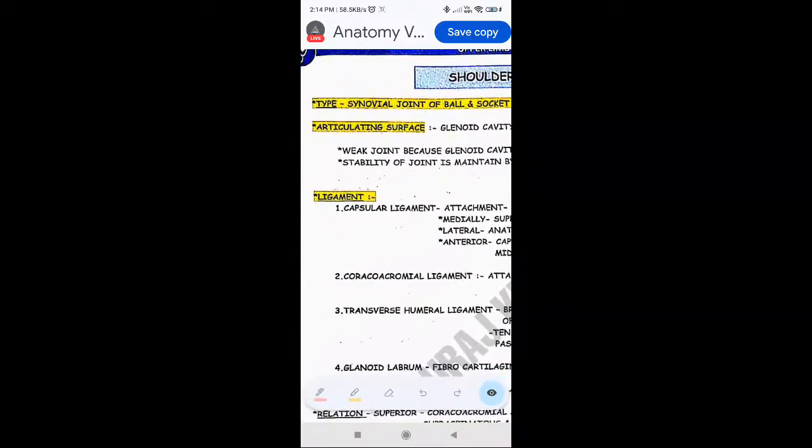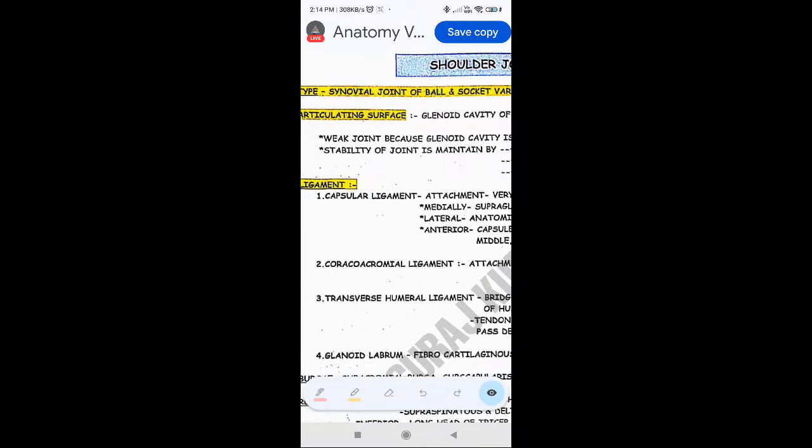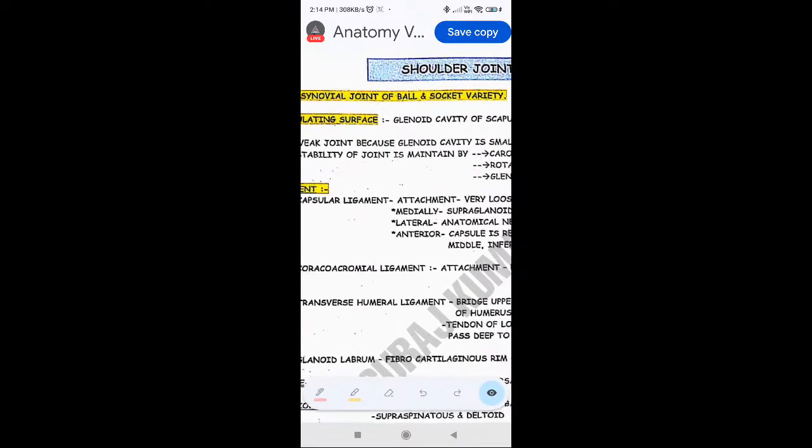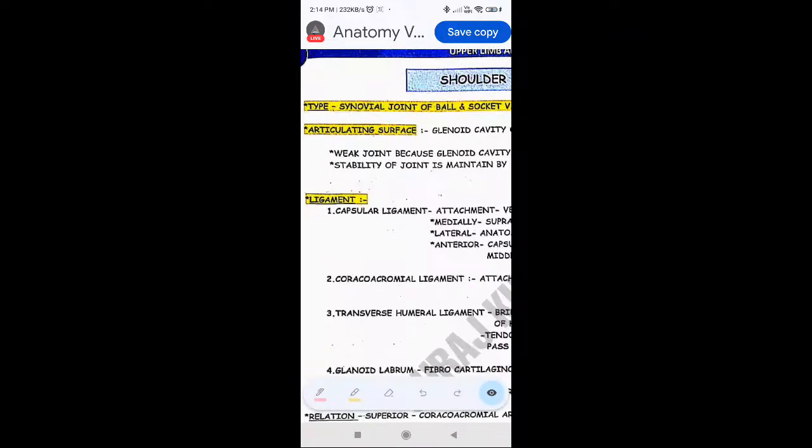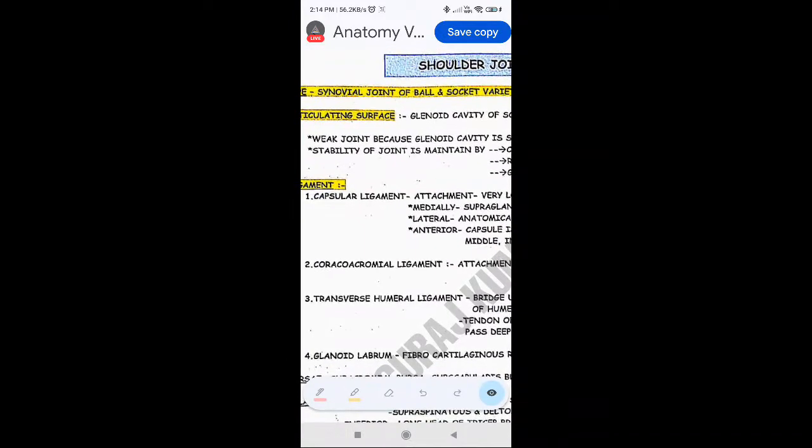Now talking about the ligaments. The capsular ligament is very loose and permits a free movement. It is least supported inferiorly where dislocations are common. Such a dislocation may damage the closely related axillary nerve.